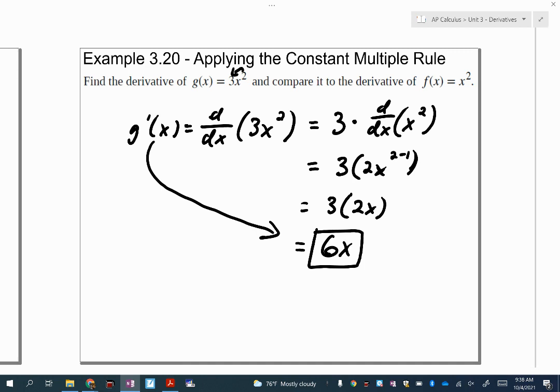So I don't really use the constant rule that much. I just kind of put it all together. All right.